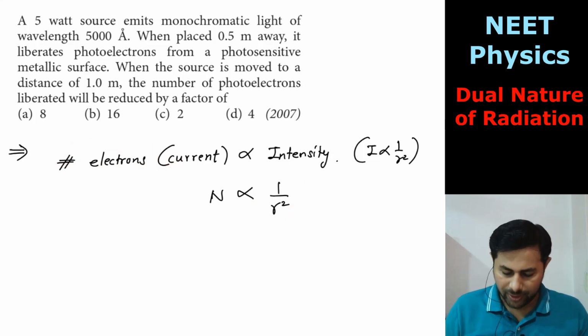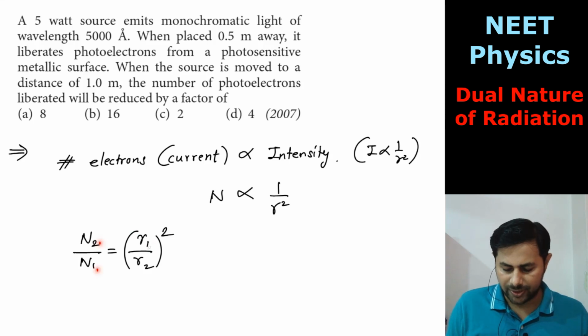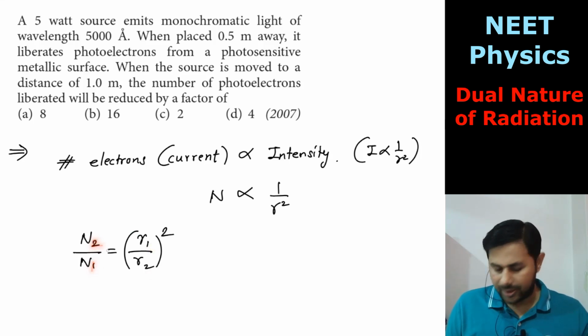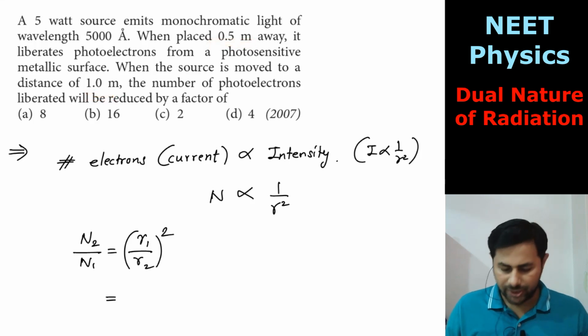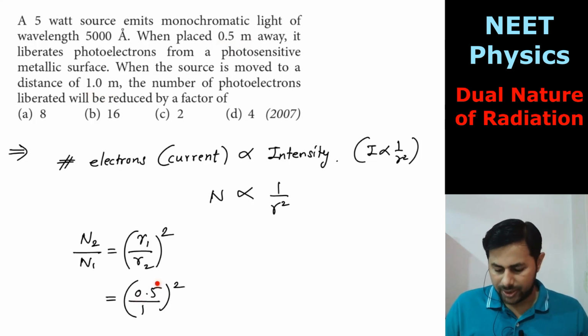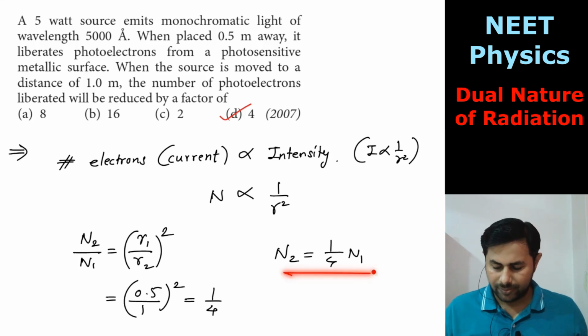And then you can just put in the values. N2 is to N1 would be equal to R1 is to R2, squared. It's an inverse proportion, that's why N2 is in the numerator and N1 in the denominator, while R1 is in the numerator and R2 in the denominator, and you have the square of that. Then you put in the values. The distance initially was 0.5 meters, then it changes to 1 meter. So 0.5 divided by 1, which is 1 by 2, and the square of that becomes 1 by 4. So N2 becomes 1/4 of N1. It decreases by a factor of 4. That's very simple, right?